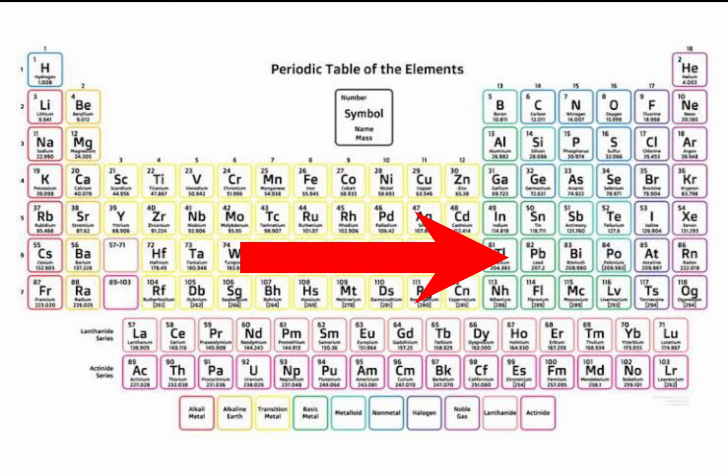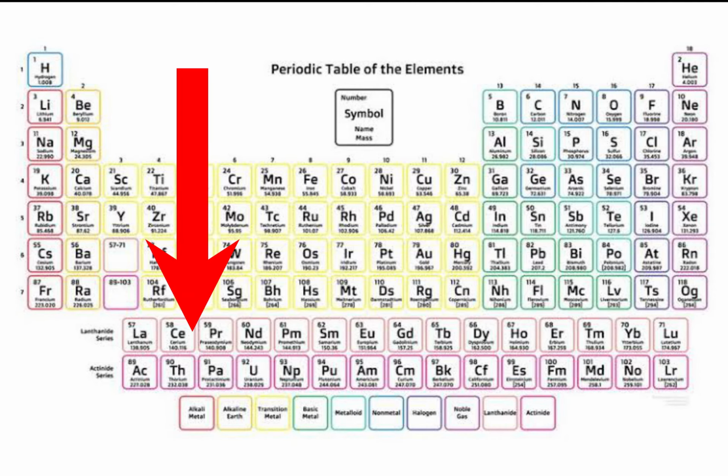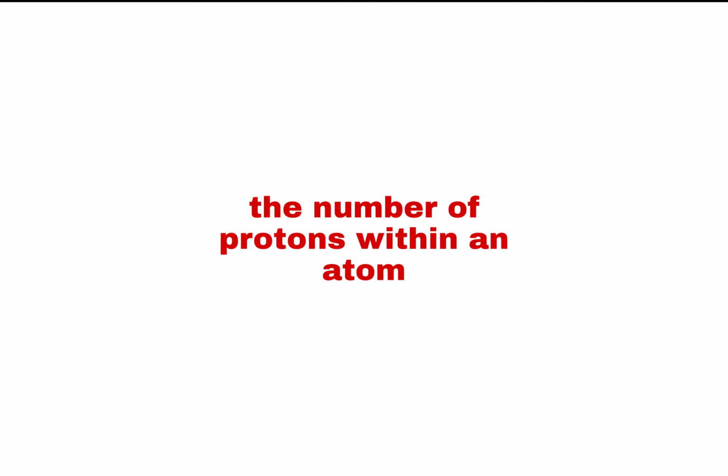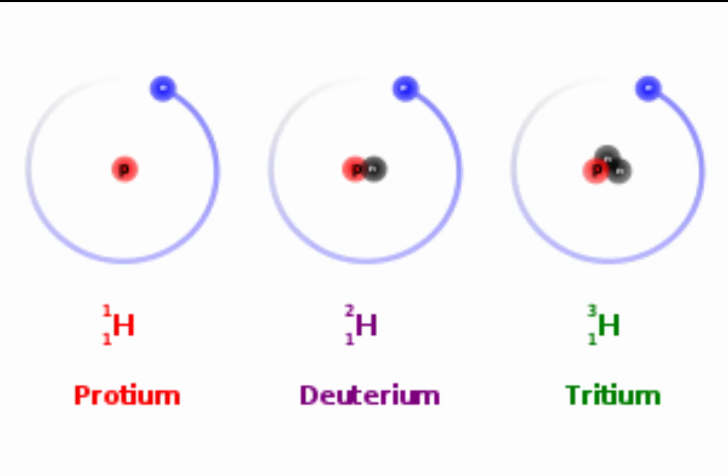The elements are arranged from left to right and from the top to the bottom, and they are now in order of atomic number, the amount of protons in the atom. This change happened because the atomic number is unique to each element, whilst the number of neutrons can vary, creating 2 or more isotopes of the same element.